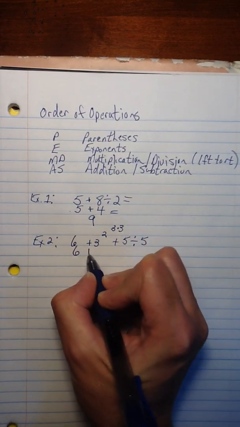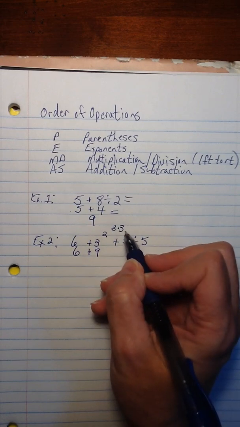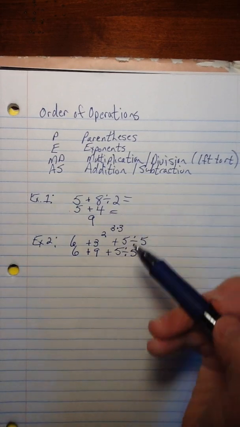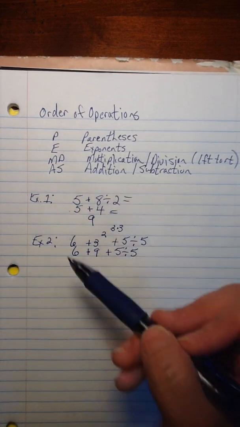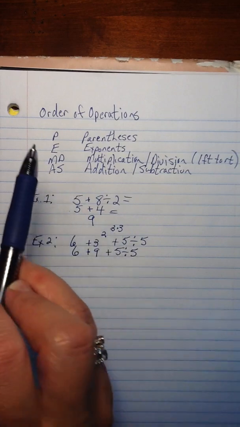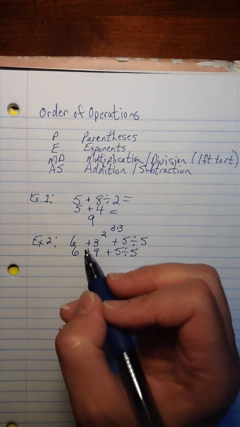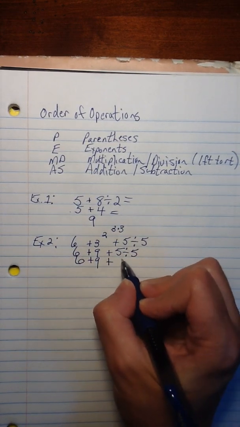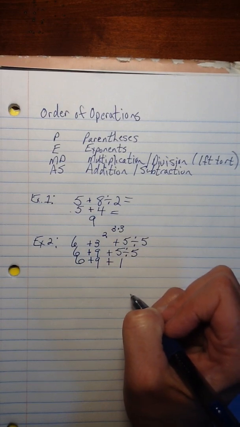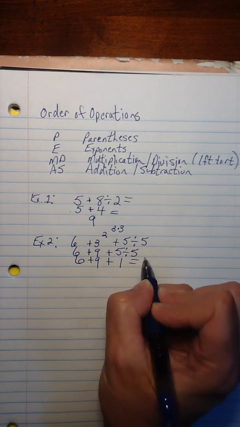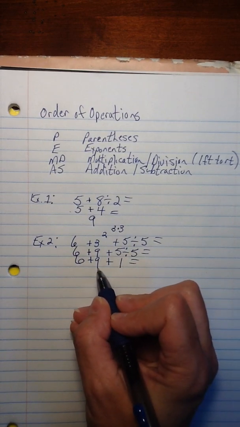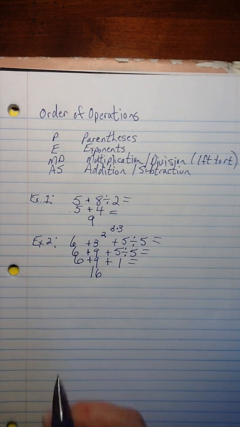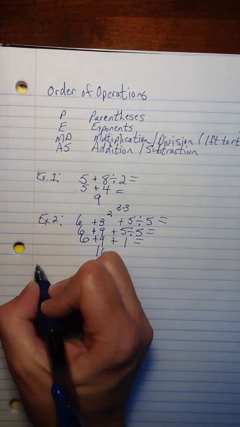So I'm going to do 6 plus 3 squared, 3 times 3 is 9, plus 5 divided by 5. Now notice I kind of just rewrote the problem. At some point you'll combine a few of these steps probably, but I'm just trying to show you parentheses, exponents, now I'm to multiplication and division. So I'm still going to ignore this 6 plus. And now I do 5 divided by 5 and get 1. Now I'm going to do my last step mentally. 6 plus 9 is 15, plus 1 is 16. And that's my solution.